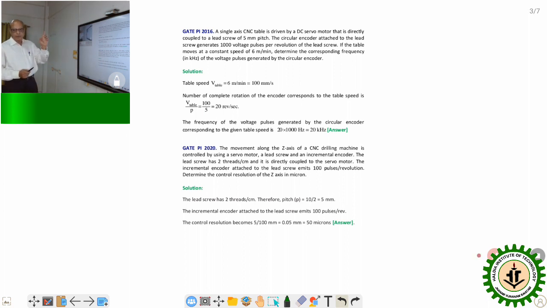Hertz means number of pulses per second. That is why I have converted it to per second according to the table speed. Now, how do we achieve this table speed?